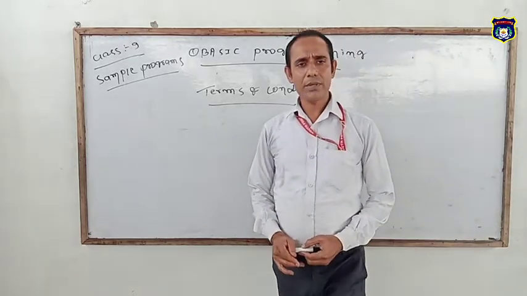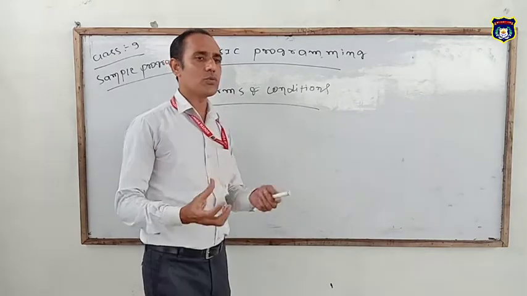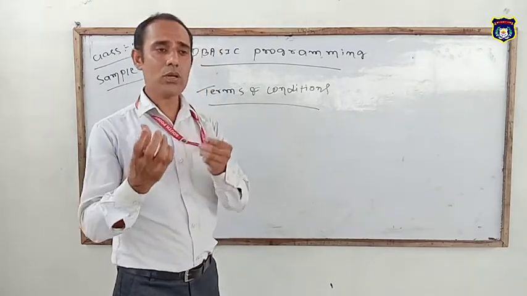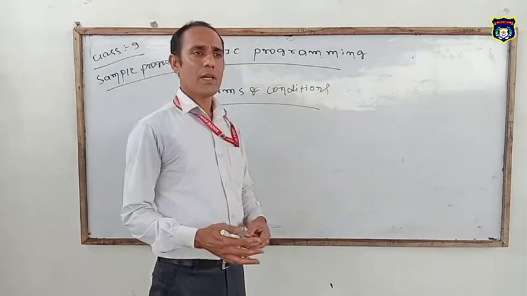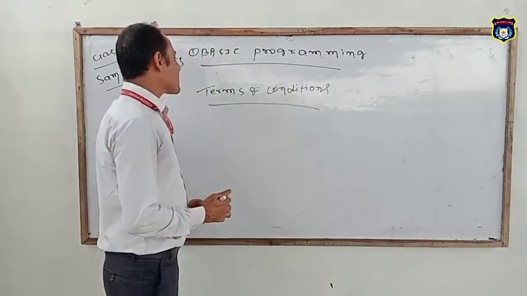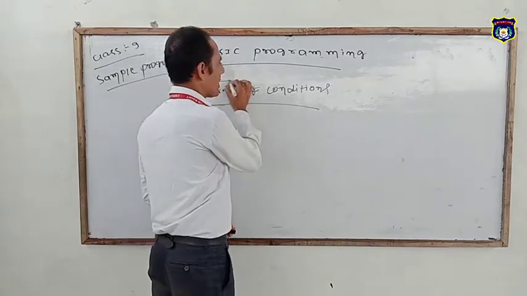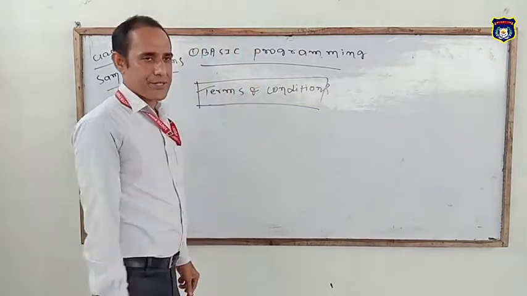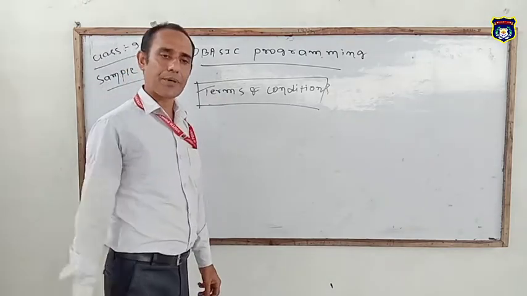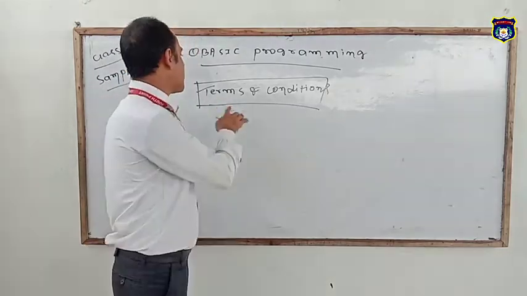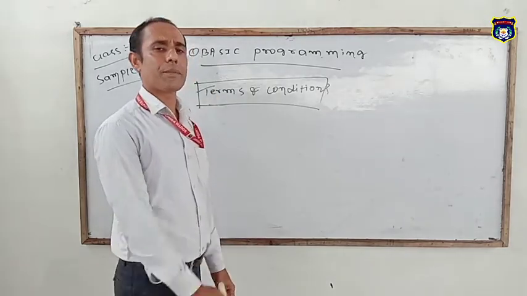Today in this lecture we will discuss a sample program of QBasic. That means how to write, how to code, how to debug or how to modify the programs. Before doing programs, we must know these things: terms and conditions. Terms and conditions are a must for programmers. They are the master of the program. If you don't know the terms and conditions, then you cannot do the program.